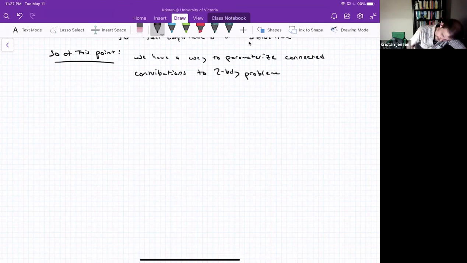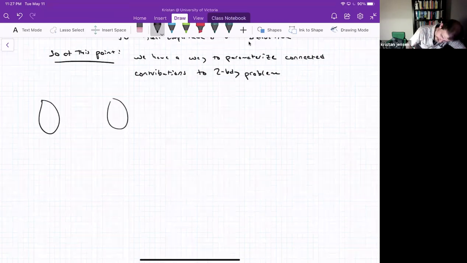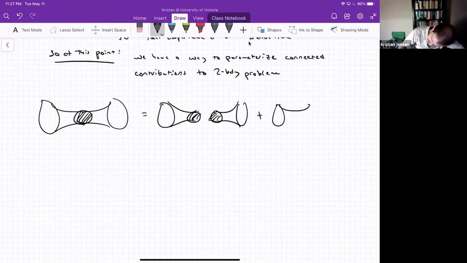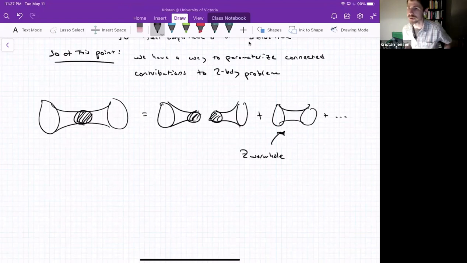So in other words, if we have two boundaries and we try to sum over everything, well, that has a disconnected part plus a connected part, where at least the simplest topology to write down is this, what we're doing, plus other connected contributions or non-geometric things or what have you.